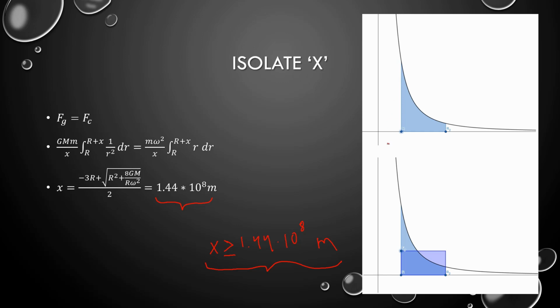Here we see the graph that we've used. The gravitational force with respect to the radius. This is the gravitational force, and we see that the start point is r and the finish point is r plus x, and we want to calculate the average gravitational force, that will be this.